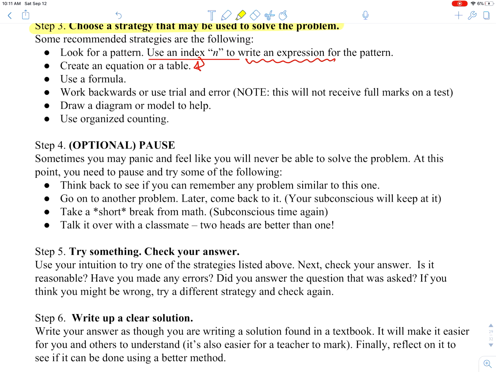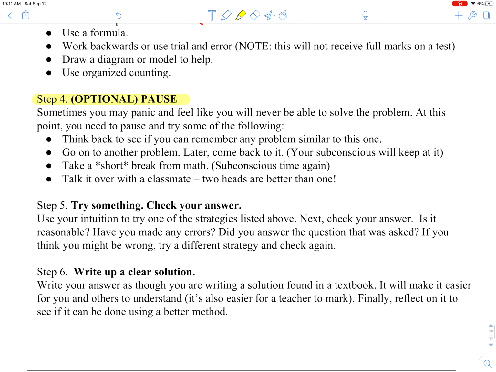Another thing which so many of us are reluctant to do is just pause. So sometimes you may panic and you feel like you're never going to solve the problem. But at this point, you just need to pause and remember some of the following. Think back if you can remember any problem that's similar, or you could go on to another problem and later come back to it because your subconscious will keep at it. Take a short break from math, go do something else for a bit and then come back. And also after a pause, you can talk it over with a classmate because two heads are better than one.